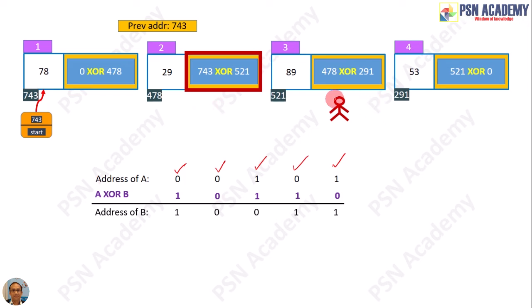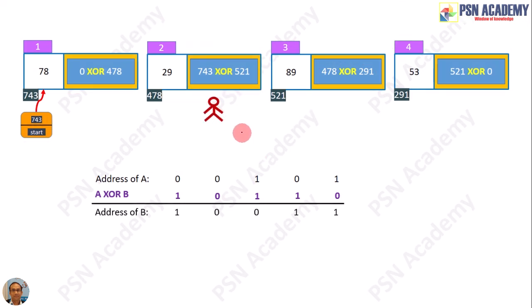Now if you want to get back from this third node to the second node, what should you do? You get the next address, you perform an XOR operation between these two because you have got this XORed value, and you will get this 478 so that you can move from here to here. So this XORed value is actually helping you to move forward and backward. This is the logic of using XOR in implementing doubly linked list.